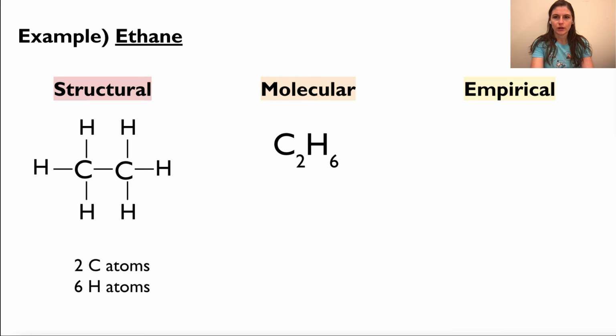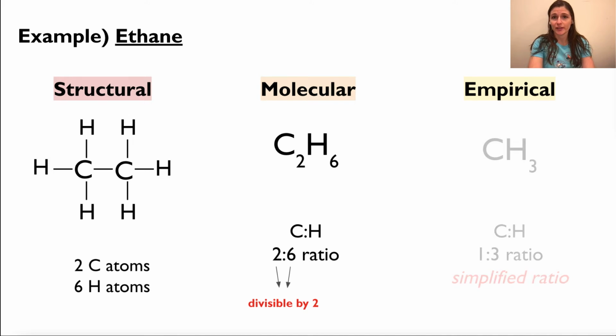Now, to go from the molecular to the empirical formula, I want to see if that ratio can be reduced at all. So the ratio is 2 to 6, 2 carbon atoms to 6 hydrogen atoms. And I want to figure out, is there a number that both 2 and 6 are divisible by? So I can reduce the ratio. It turns out that both 2 and 6 are divisible by 2. So 2 divided by 2 is 1, and 6 divided by 2 is 3. So I can simplify this ratio from 2 to 6 to 1 to 3.